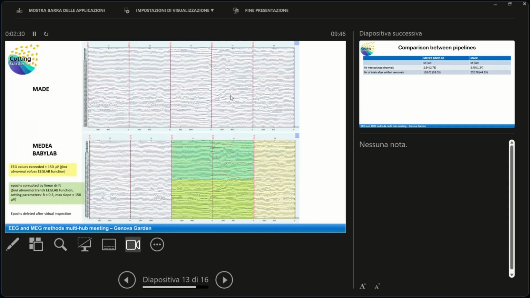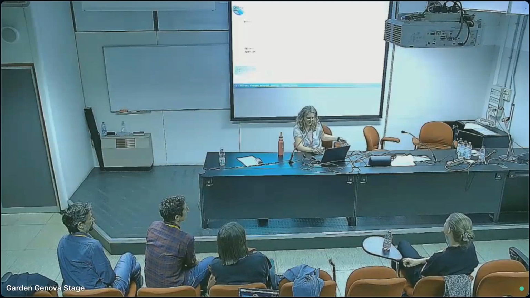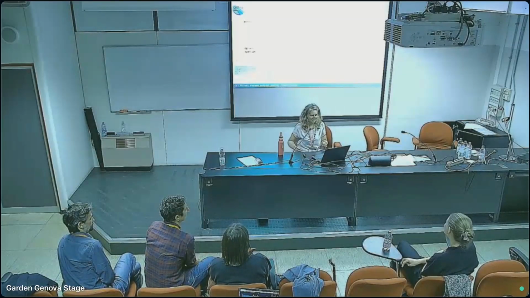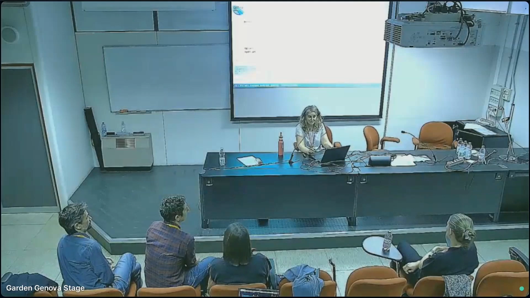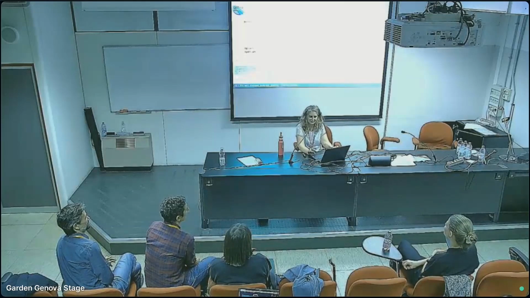I agree, and that's why I really think that we need this kind of comparison. For adult EEG, there's something going on: there's the Mini Pipeline project, the Mini EEG Lab project. I think we need something even for developmental EEG. Maybe we need even more for developmental EEG because it's more challenging. So maybe in the future we can do something for that.